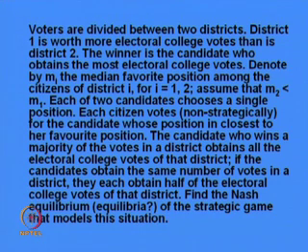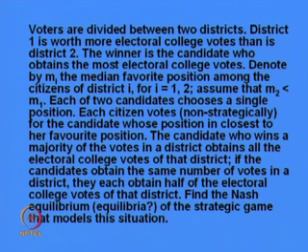The first variation is the following. Suppose that the voters are divided between two districts. District 1 is worth more electoral college votes than is district 2. The winner is the candidate who obtains the most electoral college votes. So basically, the winner is decided not directly by the voters, but by how many electoral college votes the candidate gets. And there are two electoral colleges, 1 and 2. 1 is having more electoral college votes than 2.